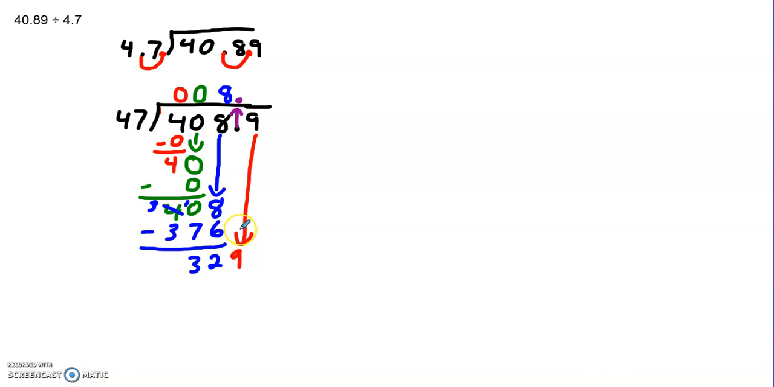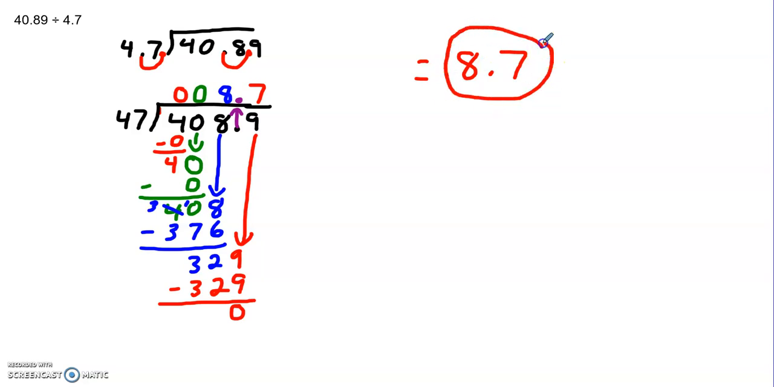Now I have 329. How many times does 47 go into 329? Knowing my multiplication facts, I know it's 7 times, because 7 times 47 is 329. So I minus 329. 329 minus 329 is 0. So I know that my solution here is going to be 8.7, pronounced 8 and 7/10.